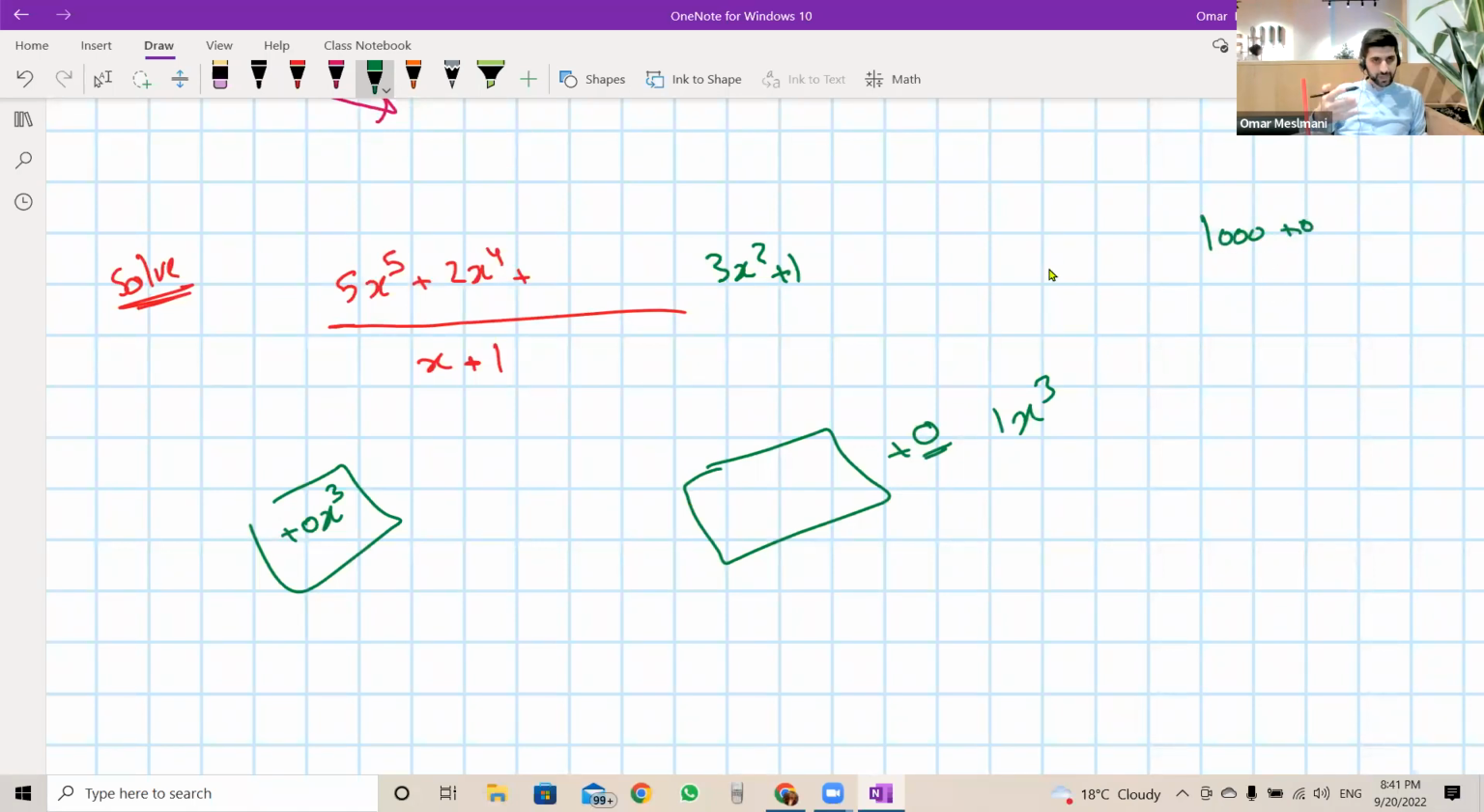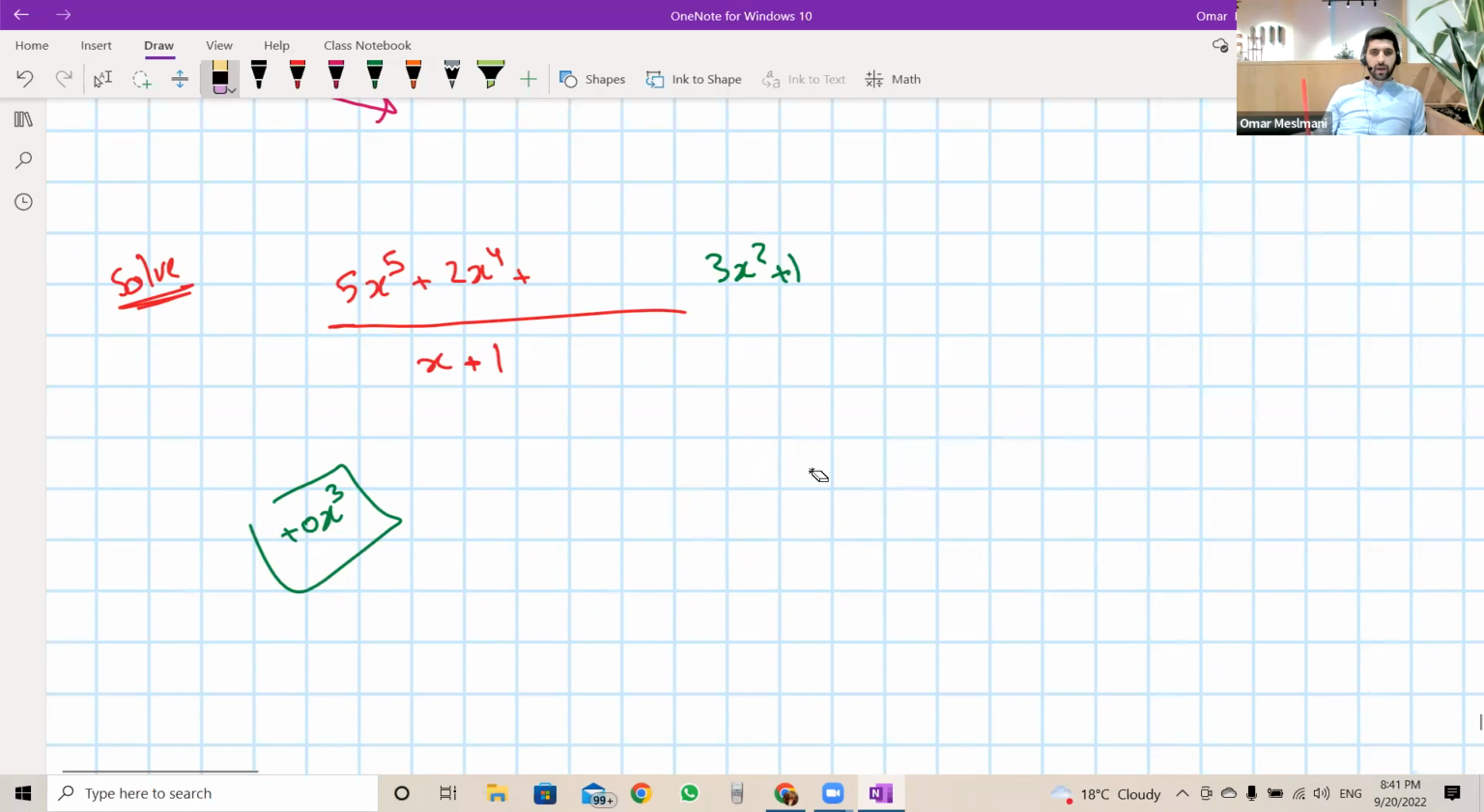So this is what I say: x power 5, x power 4, and there is a 0x power 3. And now listen: power 5, power 4, power 3, power 2, power 1. Do I have a power 1? No, I don't. So I'm going to add a 0x power 1. And now I have the standard form.